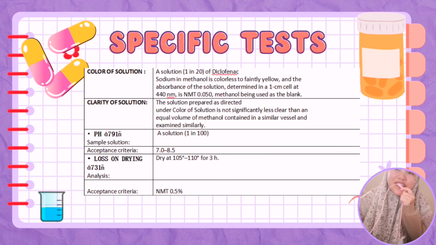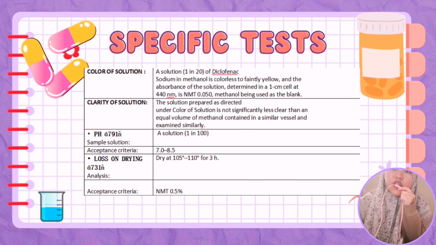So this slide is about specific tests of diclofenac sodium. We go to the color of solution first. A solution 1 in 20 of diclofenac sodium in methanol is colorless to vanilla yellow, and the absorbance of the solution, determined in a 1 cm cell at 440 nanometers, is not more than 0.050, methanol being used as the blank. And we go to the clarity of solution. The solution prepared as directed under color of solution is not significantly less clear than an equal volume of methanol contained in a similar vessel and examined similarly.